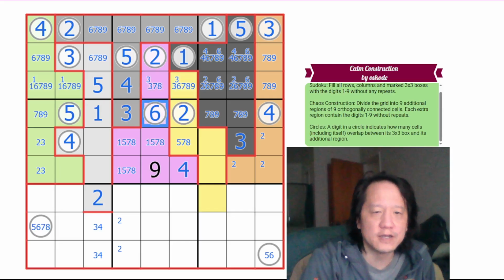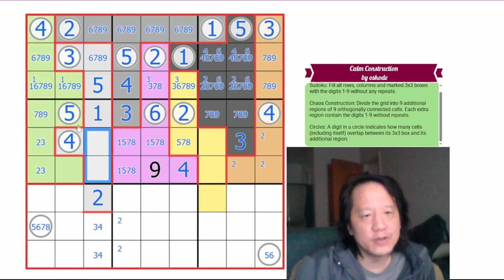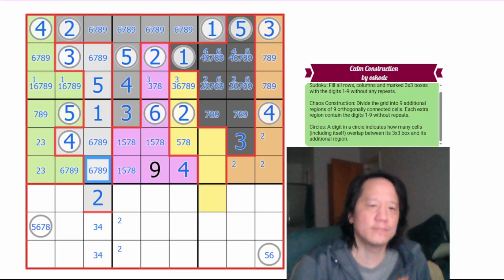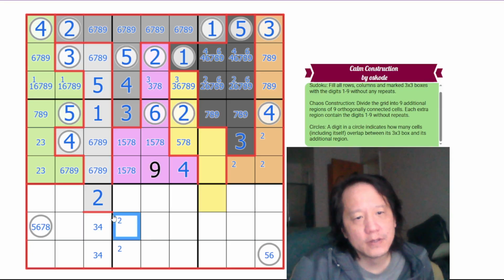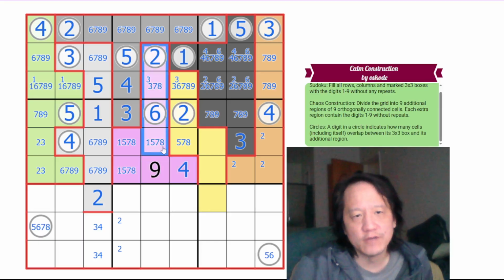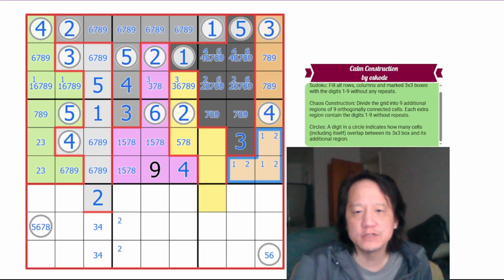Obviously, 6 and 9 cannot be here because of 6 and 9 in the column. This is 4 here. 5 cannot be... 5 is here. Remaining digits in box 4 are 6 through 9. We have one other digit for pink. This is guaranteed to be 2. 1 cannot be here, so this is also guaranteed for 1. So we have 1 and 2 here.